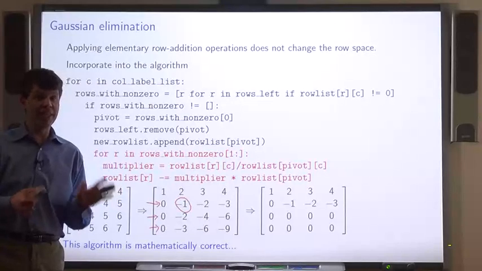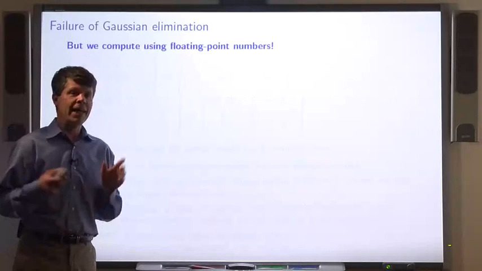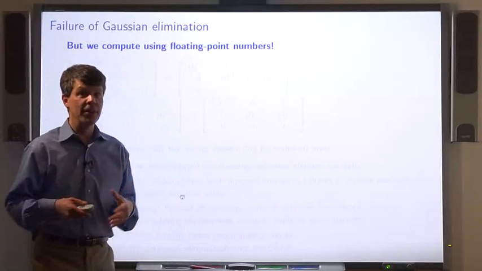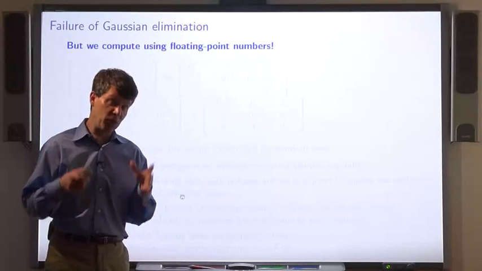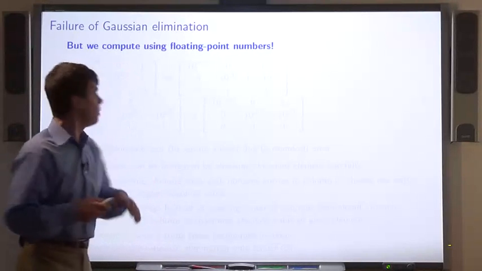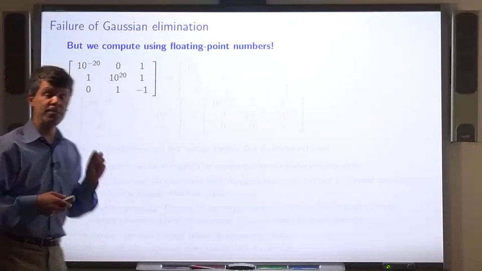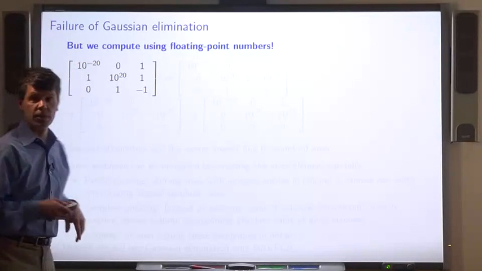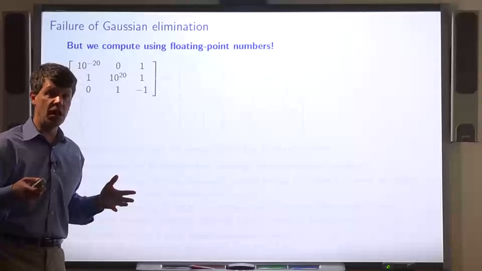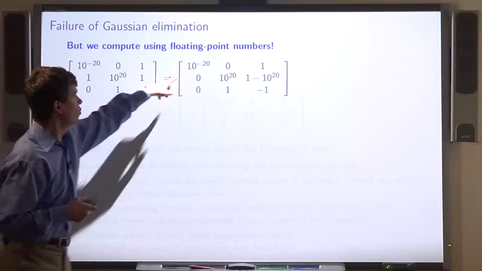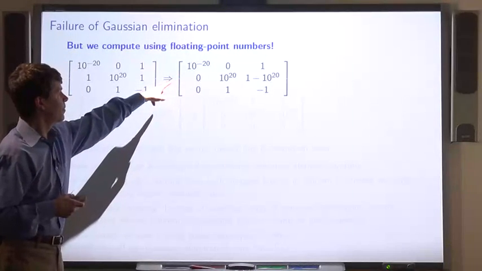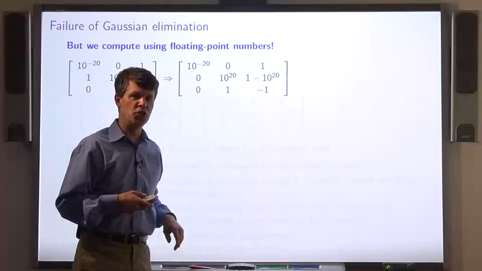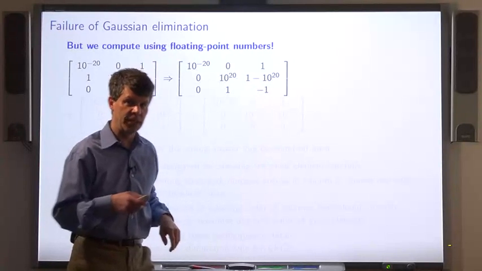Now, this algorithm is mathematically correct. However, we have to cope with the fact that our computer computes not with real numbers, but with floating point numbers. Let's say we started with this matrix. We want to compute a basis for the row space of the matrix. One iteration of our algorithm will produce this matrix. And notice this 1 minus 10 to the 20. What does Python do with an expression like that? Let's find out.